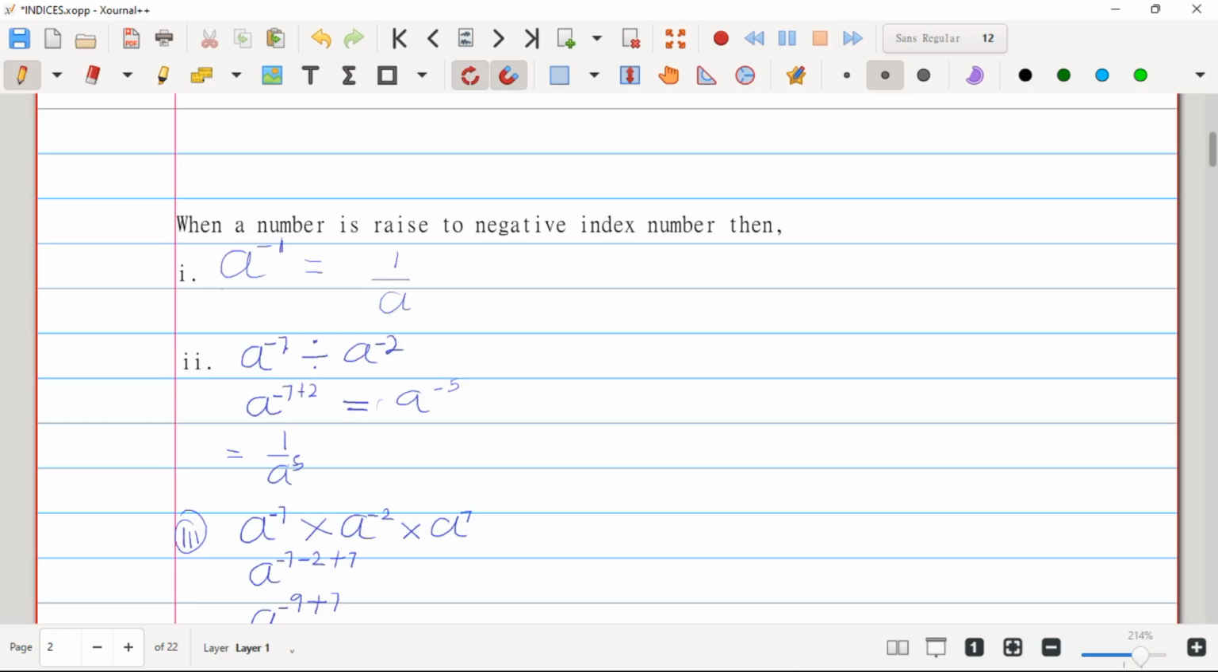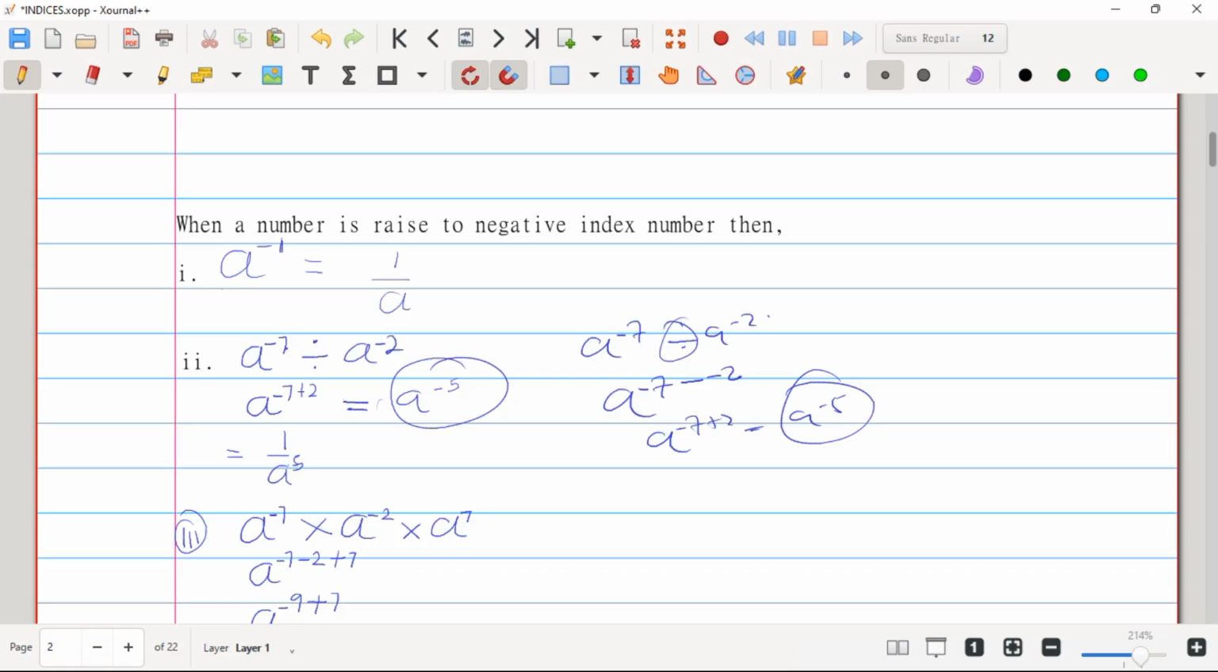Yes, so when we are having, let's say, a raised to the power negative 7 divided by a raised to the power negative 2, they are using the division sign, they are having the same base. So here we are going to have a raised to the power negative 7 minus negative 2, which is going to give us a raised to the power negative 7 plus 2, which will give us a raised to the power negative 5. So that is the negative 5 we are having here, and this thing can be written as 1 divided by what?